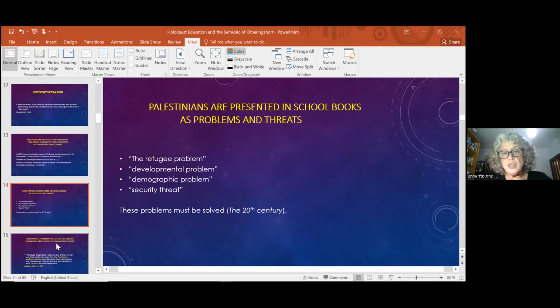In all school books, we don't have one photograph of a human being who happens to be Palestinian, a doctor, a teacher, a writer, whatever. They are only the problems that you see here, and these problems, like the Jewish problem in history, must be solved. This is what the book says.